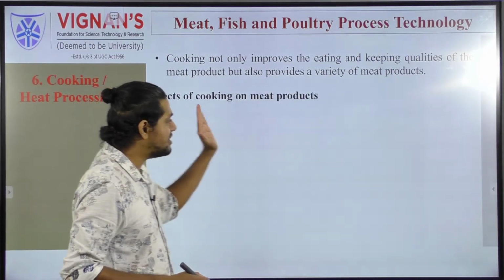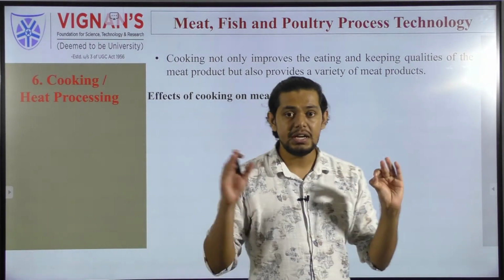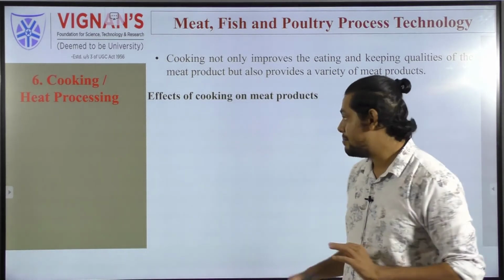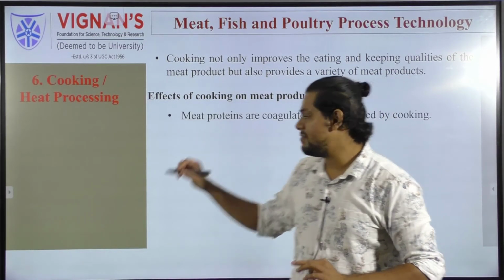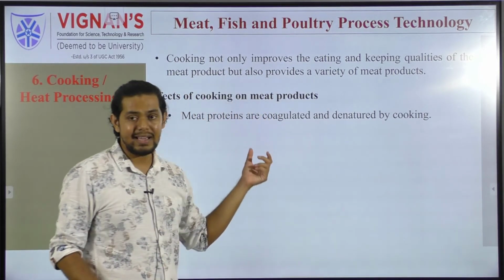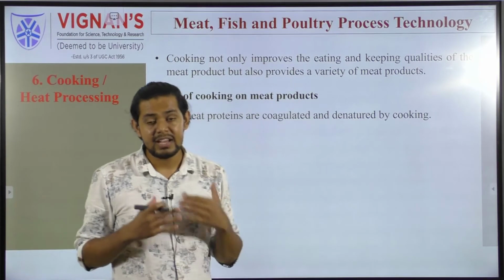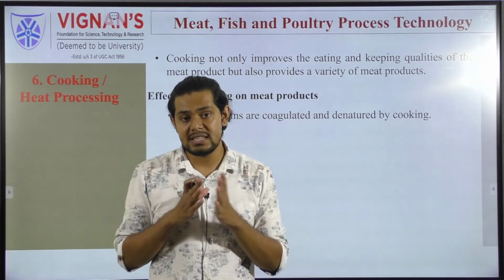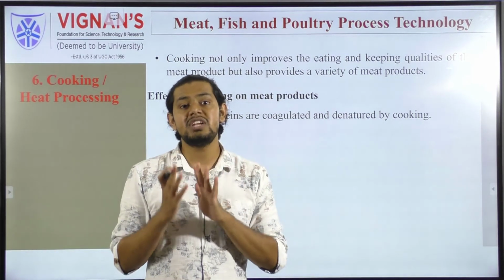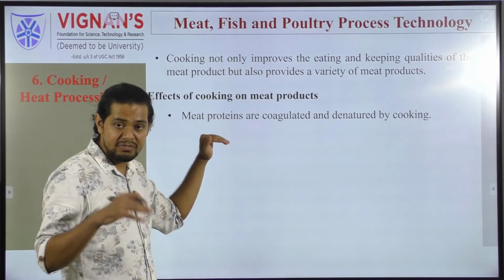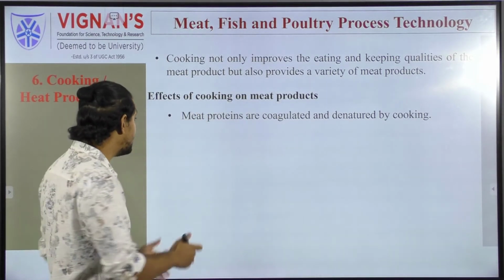Okay, so what are the different effects of cooking on the palatability characteristics of meat as well as meat product? Okay, so the first thing we have: meat protein is coagulated and denatured by the cooking. As we are already aware, the denaturation of protein is nothing but the unwinding of the 3D structure of the protein. So that is going to happen whenever we are subjecting the meat to cooking.